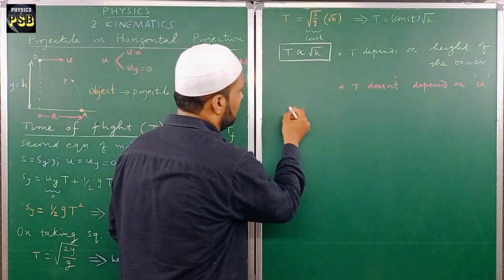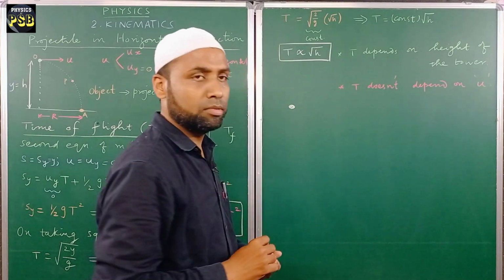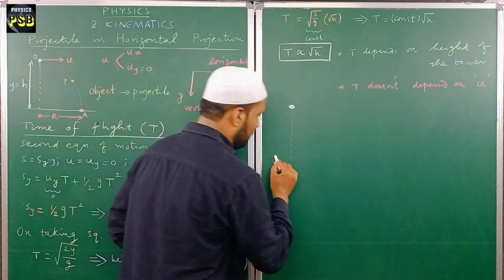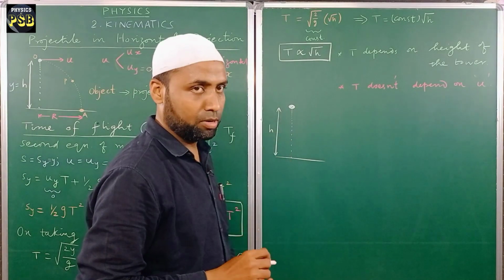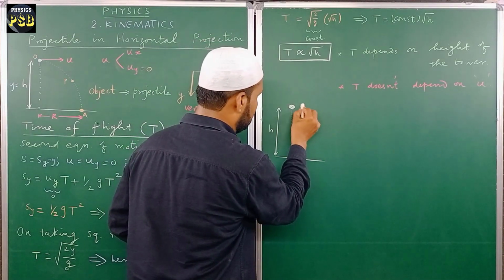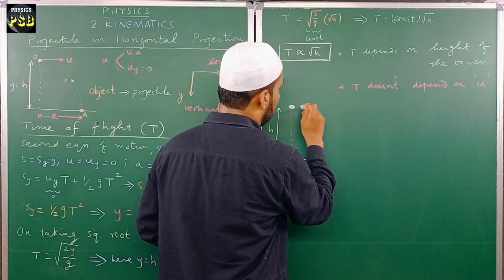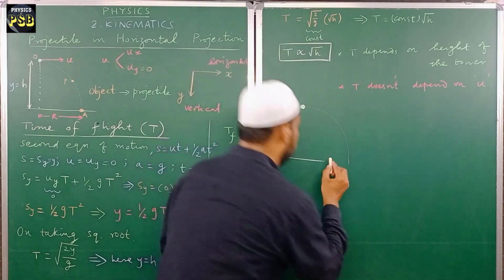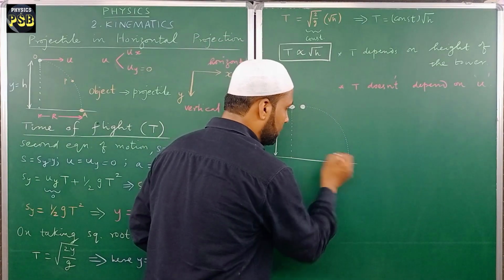Now suppose there is an object present here. It is dropped from here, from a certain height. Let this height be h. From height h, an object is dropped. Just simply we drop it. And a second object, from the same height, is projected with some initial velocity. When we project that object, it follows the parabolic path to hit the ground.